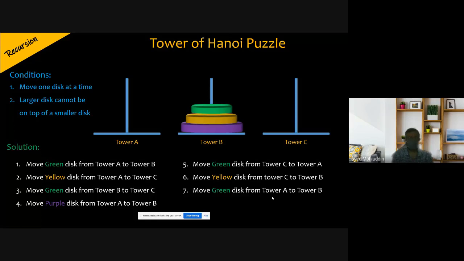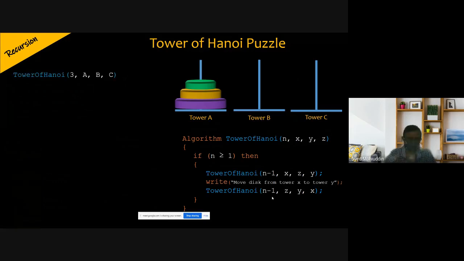In this case, we only have 3 disks. Now, let us look at how this algorithm works. Let us take the 3 disks itself, and let us call this function tower of Hanoi. The first parameter we pass is the number of disks. Second parameter is tower A. Third parameter is tower B, and fourth parameter is tower C. Now remember, always our problem is to move the disk from tower A to tower B and use tower C for intermediate storage.